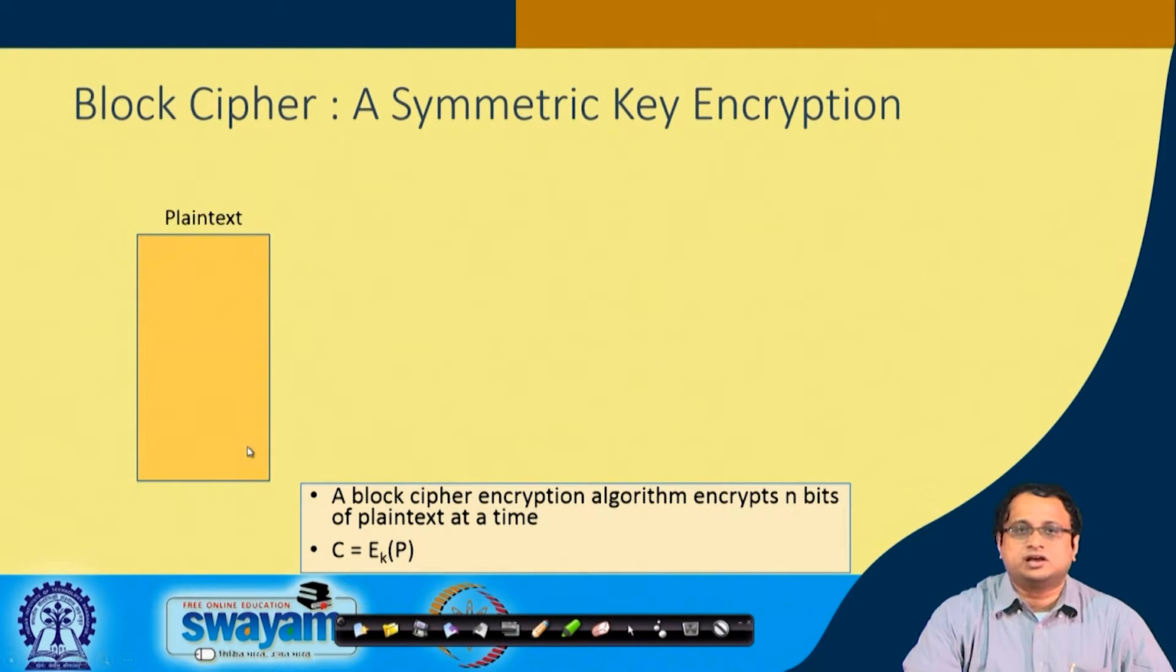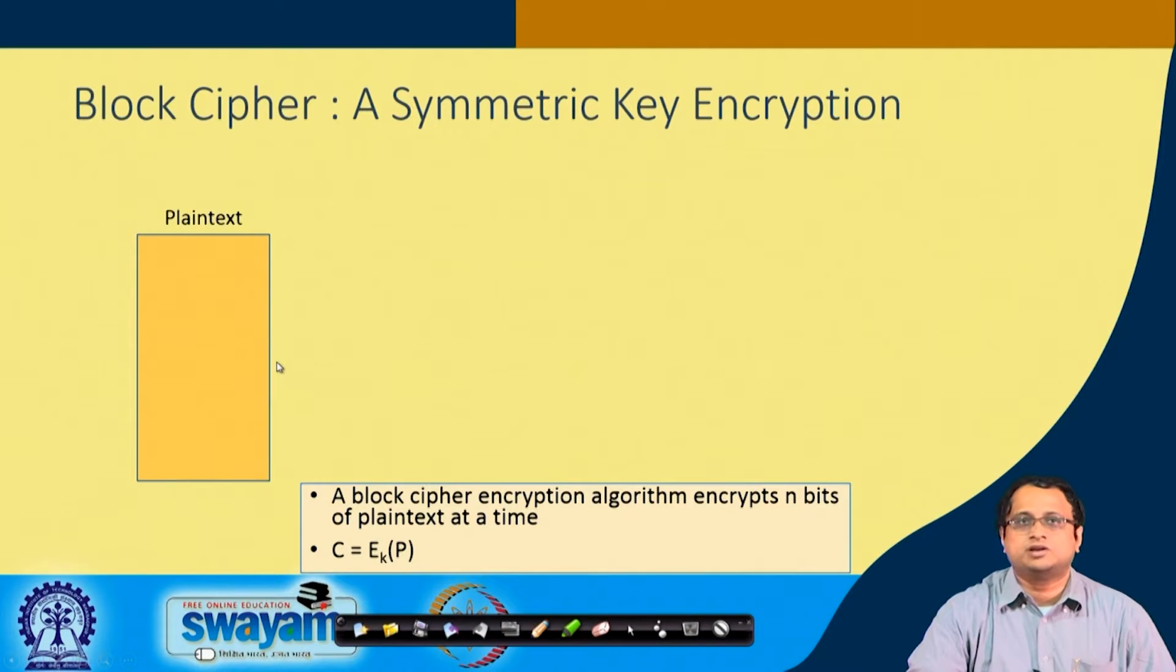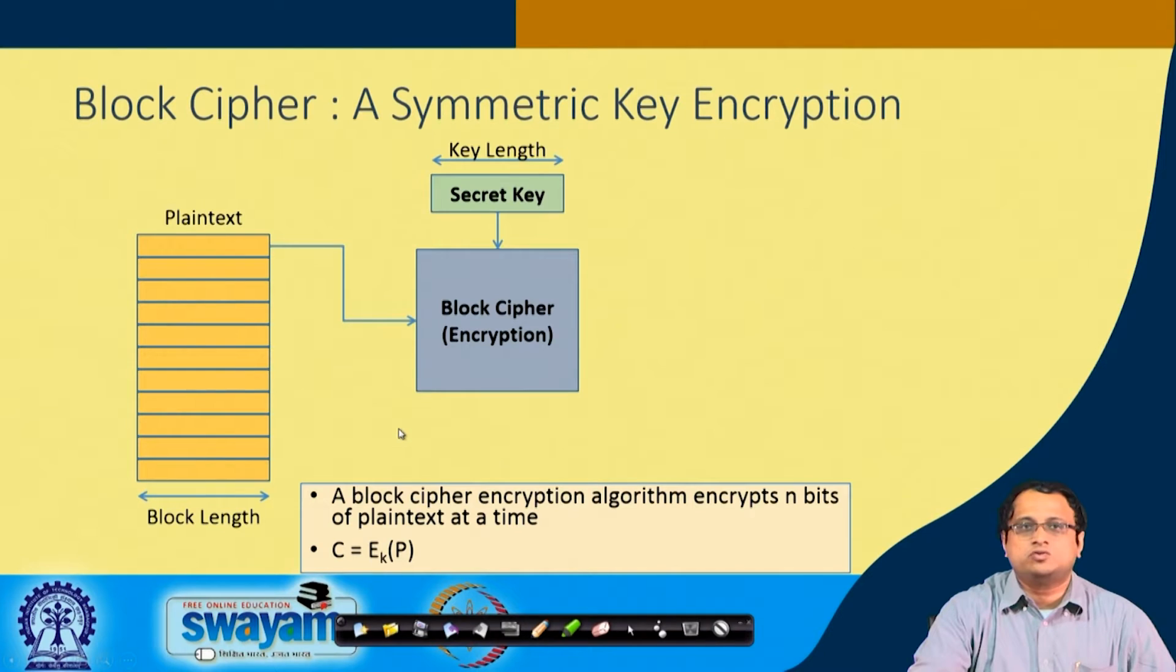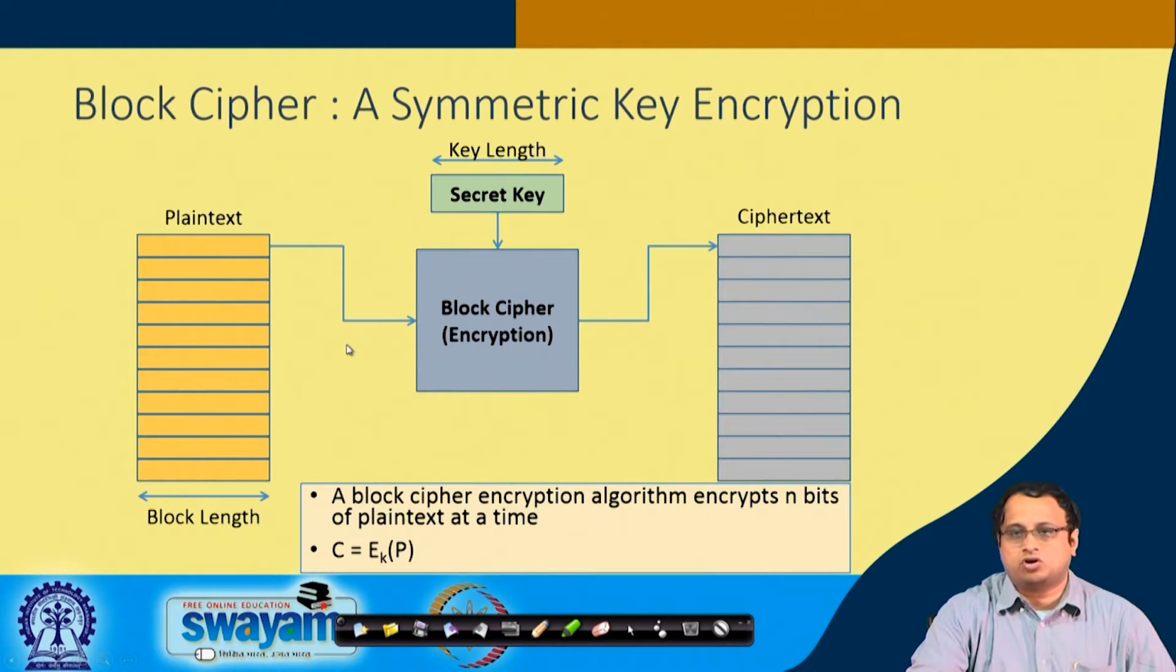So, let us first try to look into one very important class of symmetric key encryption, which is called block cipher, and block ciphers are typically used for bulk data encryption. In a block cipher, as the name suggests, it encrypts n bits of plain text, which is called a block. You take the plain text and divide it into chunks of data, all of them blocks of information, and then you start applying your block cipher. The block cipher takes one block of data, takes the secret key, and then obtains another block of ciphertext.